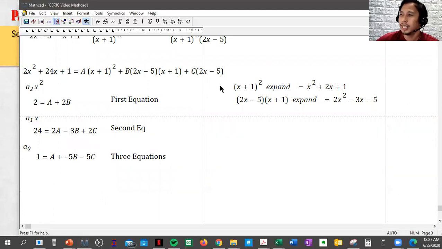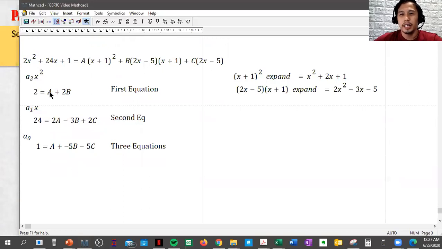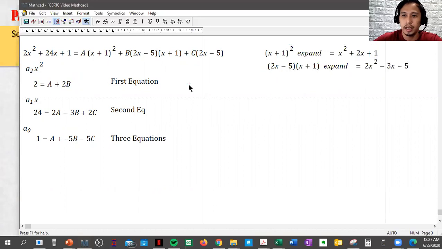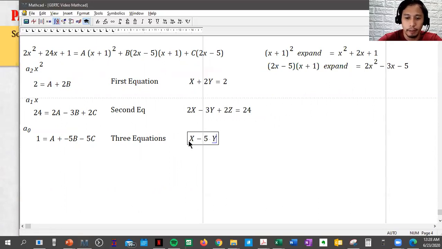We can use the calculator in evaluating that. Now, let's use the calculator. So, i-rewrite muna natin. The first equation may be rewritten as x plus 2y equal to 2. The second equation may be rewritten as 2x minus 3y plus 2z is equal to 24. And the third may be written as x minus 5y minus 5z equal to 1.